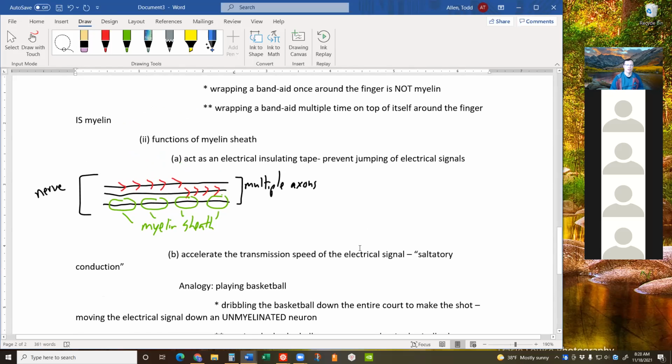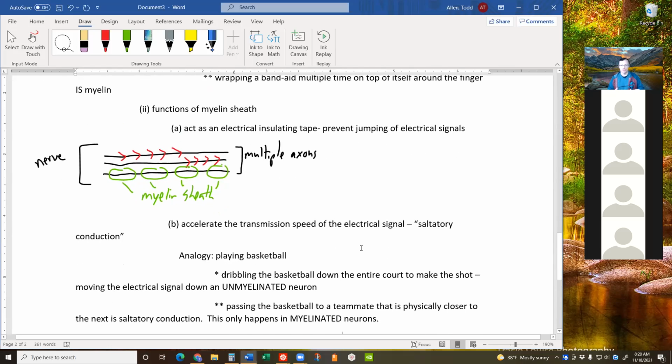Okay, so functions of myelin sheath, once again: one, act as electrical insulating tape to prevent short circuiting, or the jumping of the electrical signal from one axon to the next. We don't want that to happen. So the myelin sheath helps prevent that.